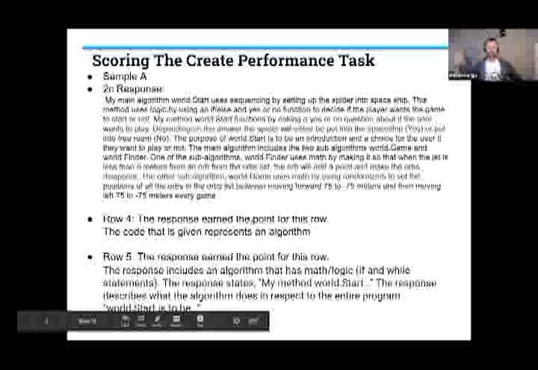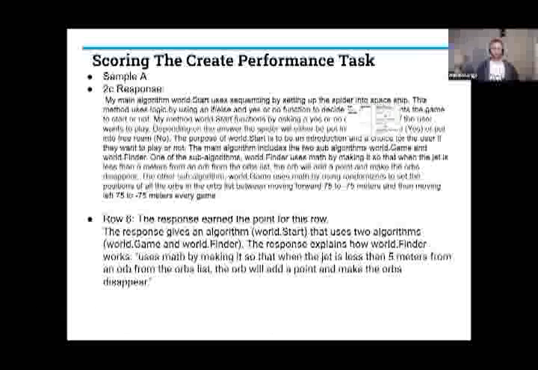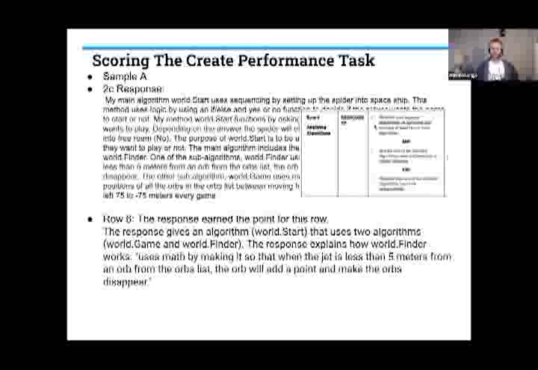And so the answer is yes. The response includes an algorithm that has math or logic, if and while. The response states my main method world start and so on. That first few lines. The response describes what the algorithm does in respect to the entire program. World start is to be, right, and so on. And so this student has earned row 5.